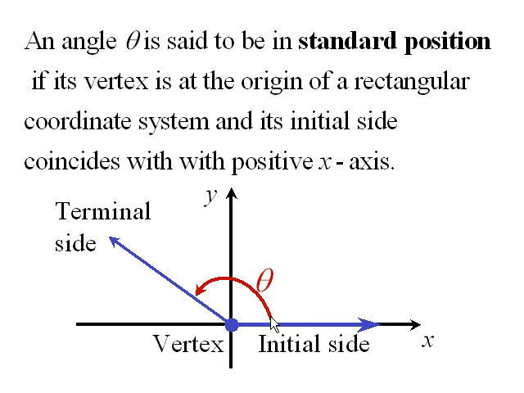This is written as a positive measure of the angle theta from the initial side in the standard position. That's the positive x-axis. The terminal side of this angle happens to be in quadrant 2. That's fine.